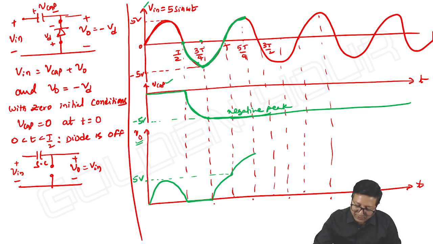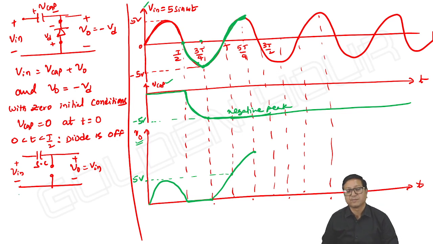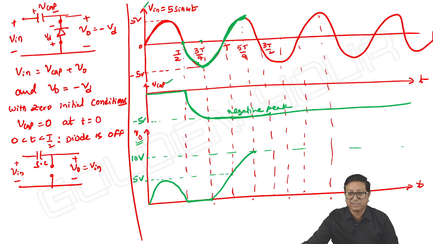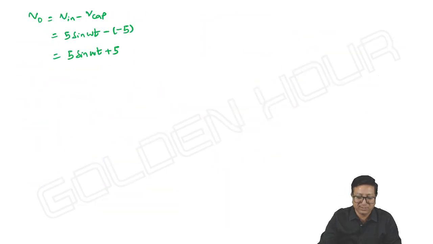So how much is the rise from 3t by 4 to 5t by 4? Input is rising by 10. Output also rises by 10. Okay, output is positive, means VD is negative. As long as VD is negative, the diode cannot conduct. If you want, we can write that also.